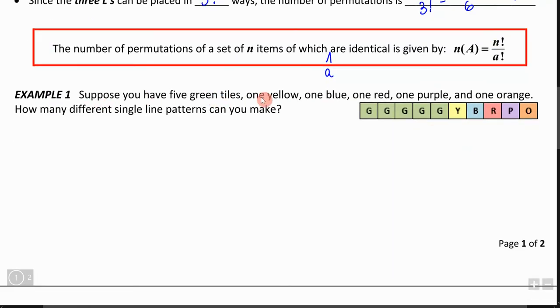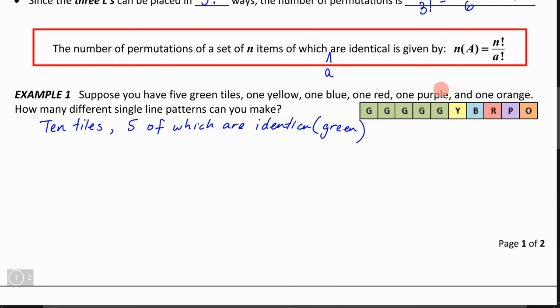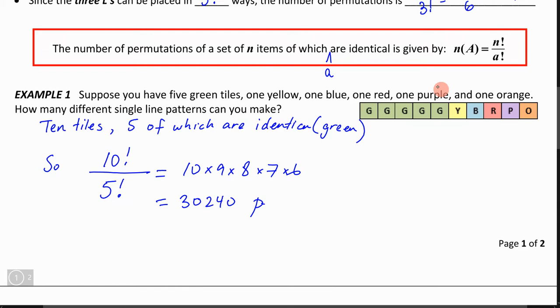Suppose you have 5 green tiles, 1 yellow, 1 blue, 1 red, 1 purple, and 1 orange. How many different single line patterns can you make? How many tiles do we have in total? We have 10 tiles. And how many of them are identical? 5 of them are identical, the green ones. So there are 10 factorial ways of arranging 10 tiles, but since 5 are identical, I divide by 5 factorial. This is simply 10 times 9 times 8 times 7 times 6, which is equal to 30,240 permutations.